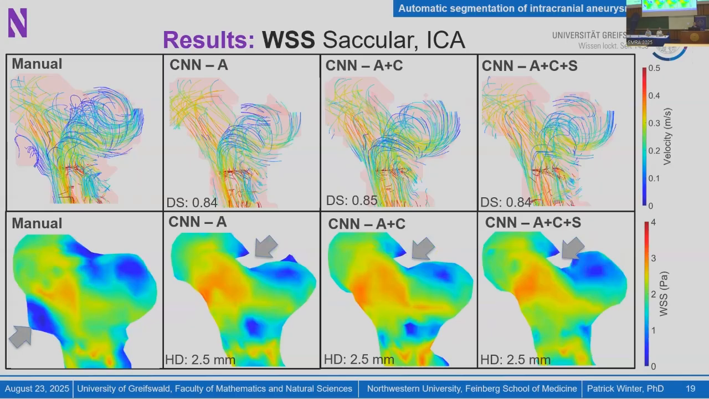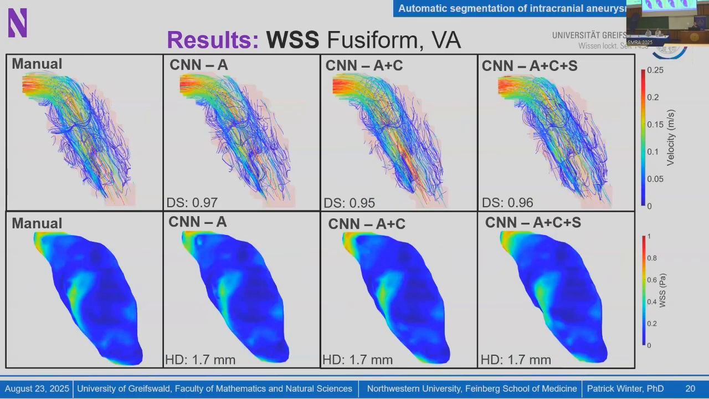Here you can see the results for the internal carotid artery stenosis. Here we saw that with increasing training data set, we achieved better agreement. However, all three segmentations showed consistent underestimation. And we also saw that some parts were missing, which were present in the manual segmentation. And last but not least, this is the giant fusiform aneurysm. Here we observed excellent agreement with Dice scores very close to 1 in all three automated segmentation settings.